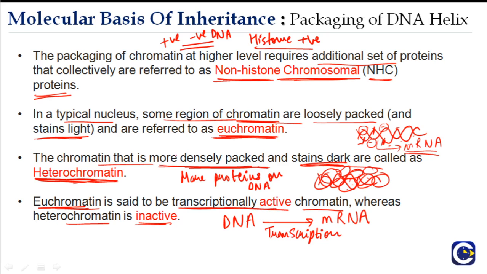Whereas heterochromatin, what is heterochromatin? A lot of proteins are there. You cannot even see where the DNA is, and therefore it is inactive, which means this part of the DNA will not be transcribed. Okay, so this is very important. In the subsequent parts, we will see the process of transcription and everything, and it will become even more clear. But it is very important to remember that the loosely packed chromatin is euchromatin, where there is less protein on the DNA, and the chromatin that is more densely packed and stains dark is heterochromatin. Euchromatin is transcriptionally active, whereas heterochromatin is inactive.